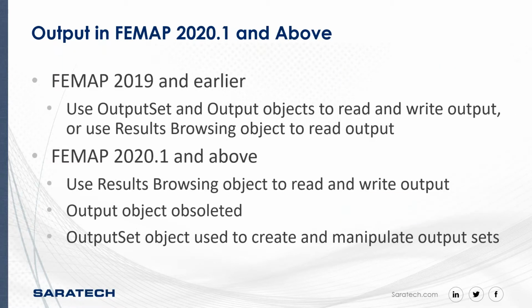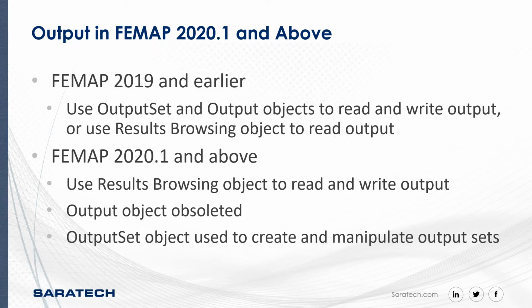If you've used FEMAP API before, you might know that in FEMAP 2019 and earlier, you would use the output set and output objects to work with output sets and output vectors, respectively. And you also had the option to use the results browsing object. But at the time, the results browsing object was only for reading output. In FEMAP 2020.1 and above, now we want to use the results browsing object wherever possible. And it can read and write output now. The output object, which was used for output vectors, has been obsoleted. And the output set object is still used to create and manipulate output sets.